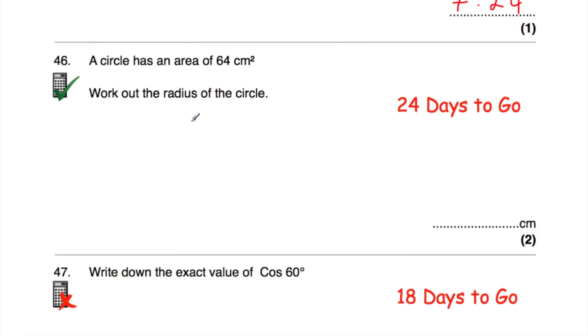Question number 46 is on the area of a circle. So the area of a circle is pi r squared. And this time we've been told the area is 64. So we've got 64 is equal to pi r squared. And we want to find r.